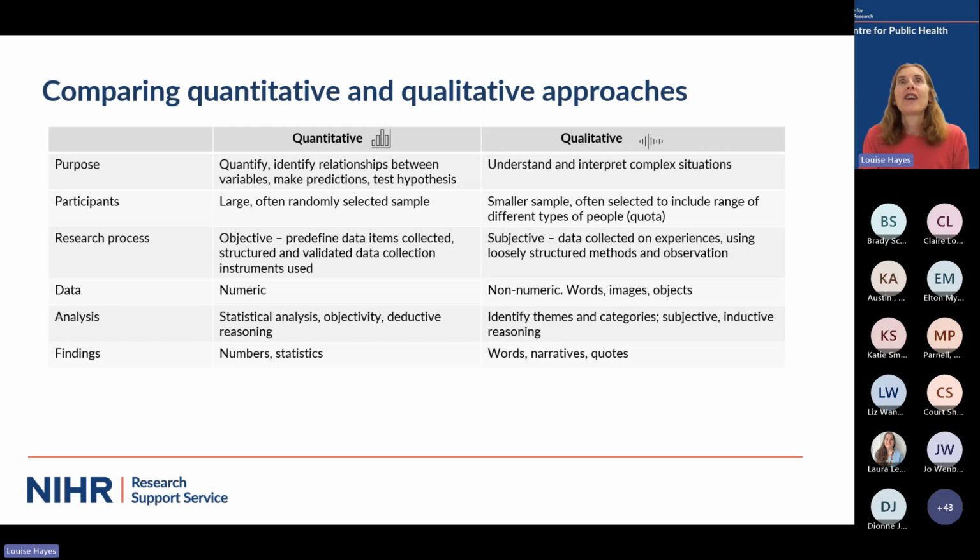So very briefly, comparing quantitative and qualitative approaches, and again, I won't read through all that now. It's just summarising what I've already said in terms of the purpose, the participants, the process, the type of data you would get, the sort of analysis, and the form the resulting findings would take.